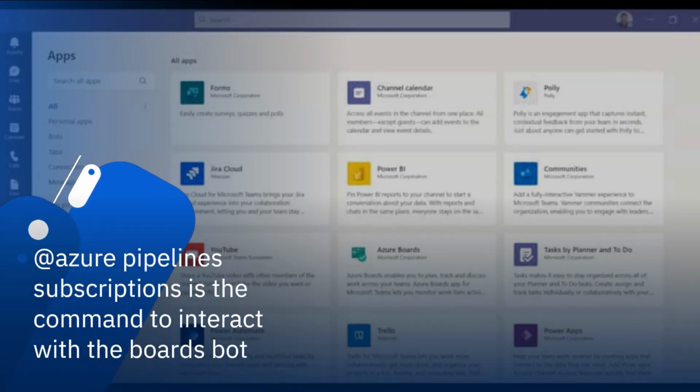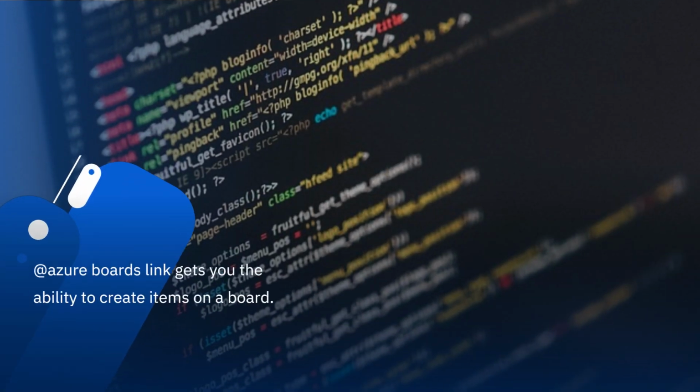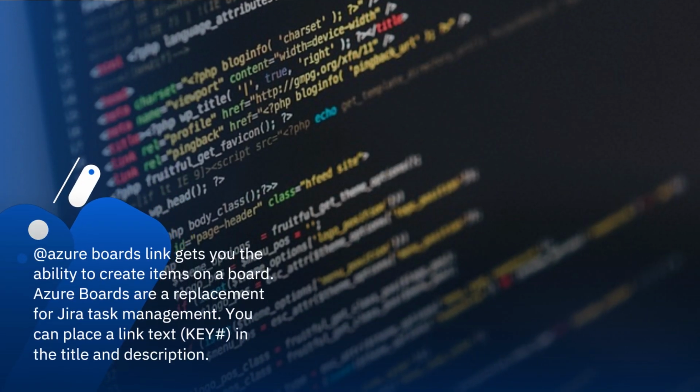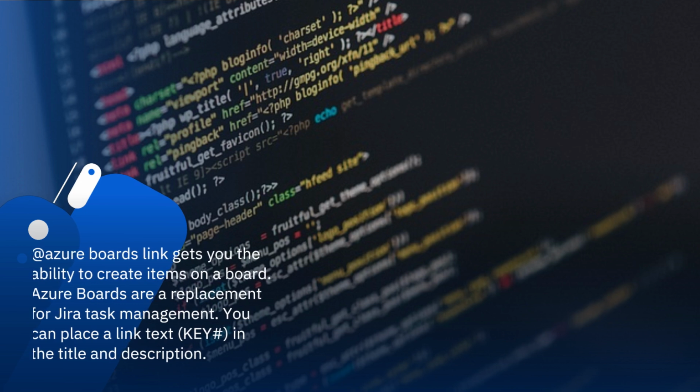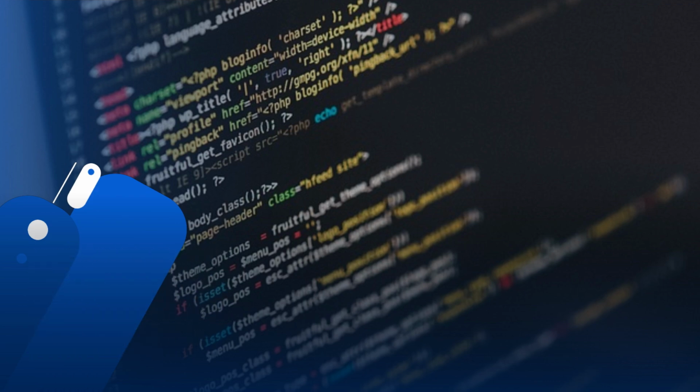At Azure Pipelines, subscriptions is the command to interact with the Boards bot. At Azure Boards, link gets you the ability to create items on a board. Azure Boards are a replacement for Jira task management. You can place a link text, key hash, in the title and description.